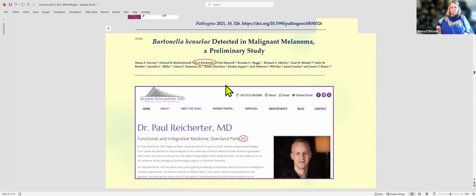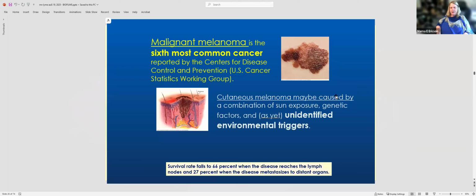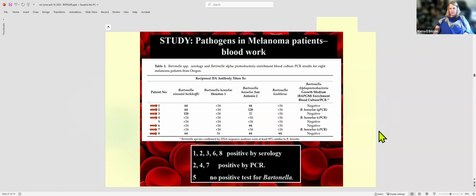Sorry, I have a lung thing. Anyway, Ed starts doing his work, and then they call me and say, Marna, can you look at some biopsies? I said, sure. I don't have to tell you guys how deadly malignant melanoma can be, especially when it's unidentified, undiagnosed and undetected.